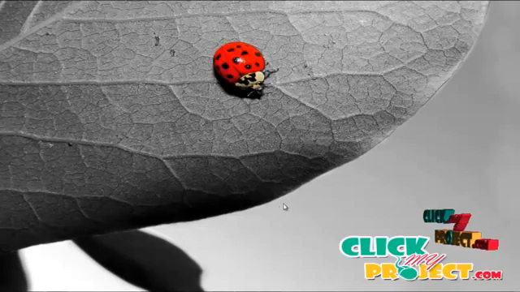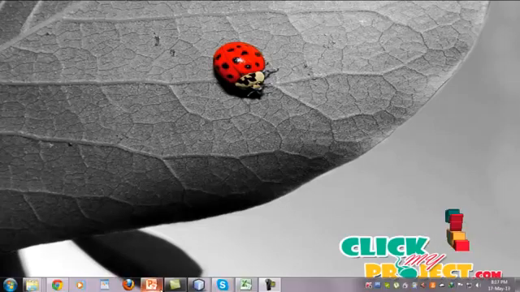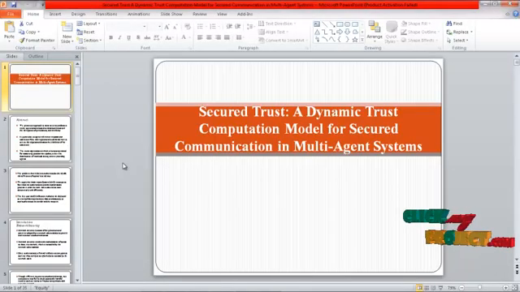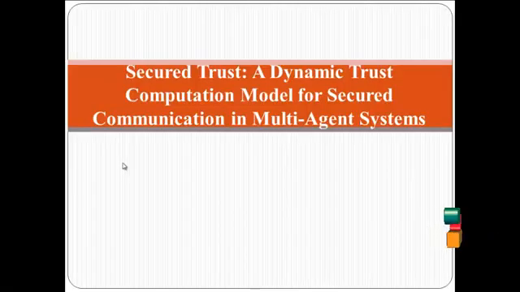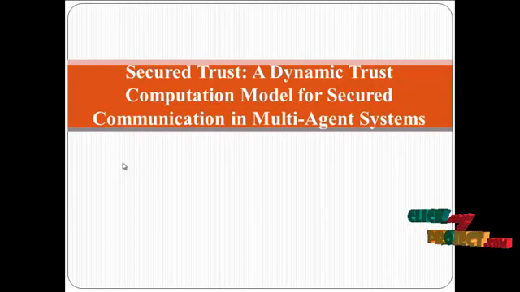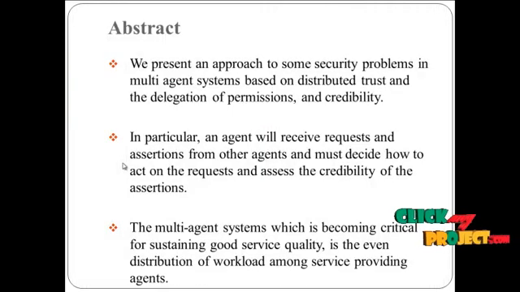Welcome to clickmyproject.com. Let's see about the SecuredTrust, a dynamic trust computation model for secured communication in a multi-agent system. In this process, we approach some security problems using the multi-agent system, which is based upon distributed trust and the delegation of permission and credibility. So these are more securable between the agents and the client.